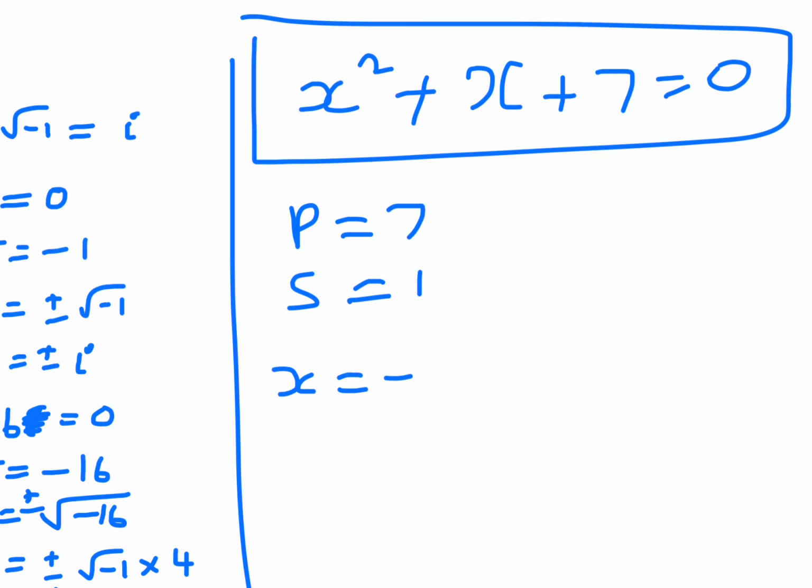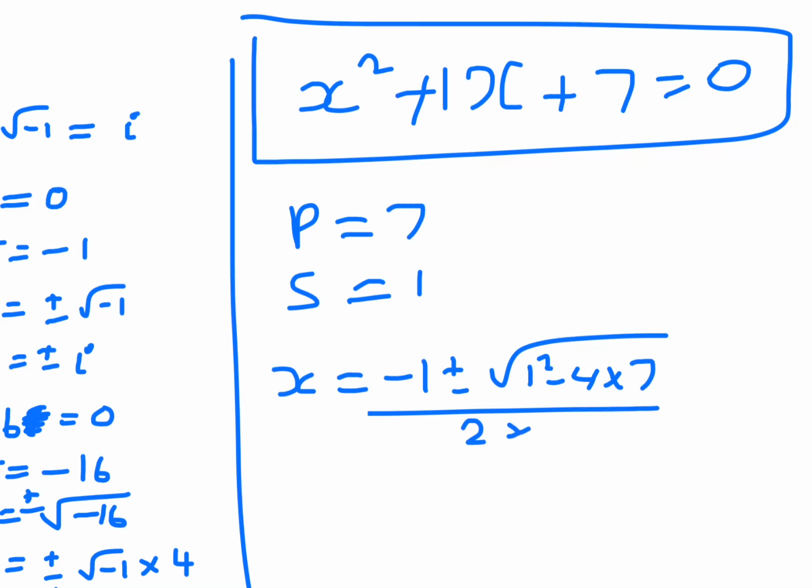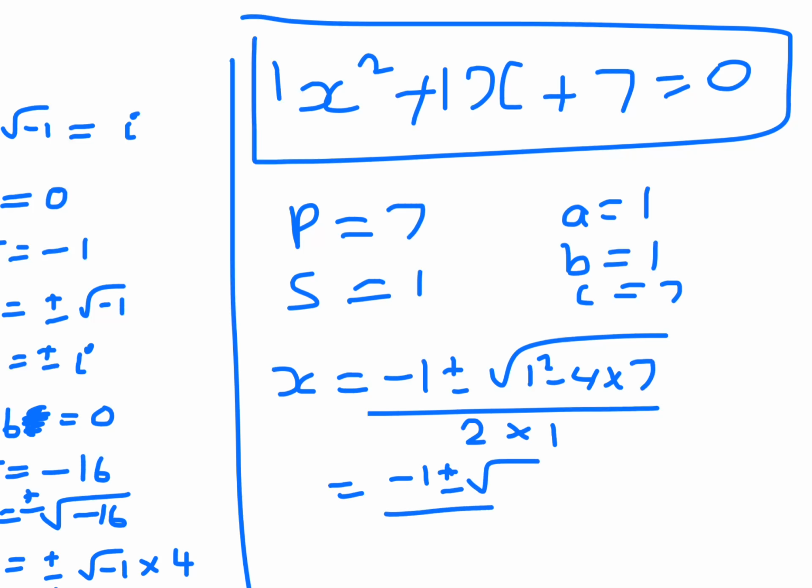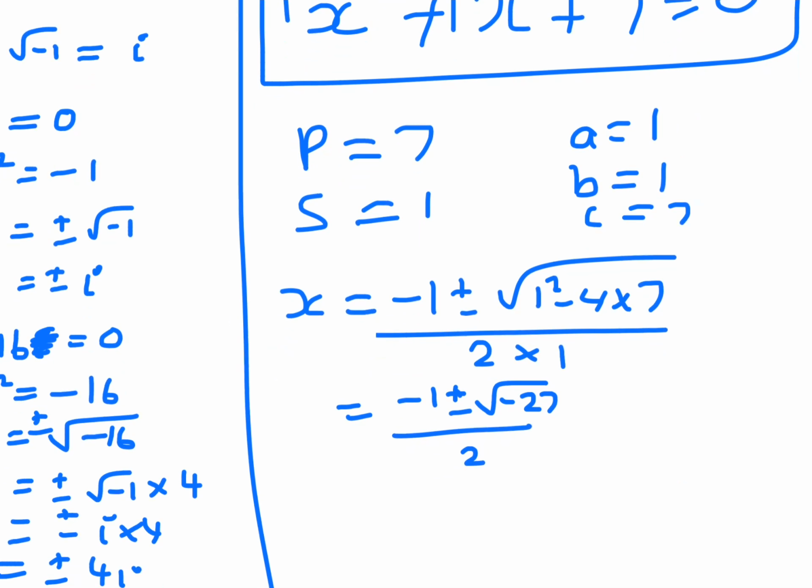So you get x equals minus 1, because that's b, plus or minus the square root of 1 squared minus 4 times 7, all over 2 times 1, because a is 1, b is 1, and c is 7. So it's minus 1 plus or minus the square root of 1 minus 28, which is minus 27, all over 2. So it's minus 1 plus or minus the square root of 27 times the square root of minus 1, on 2.